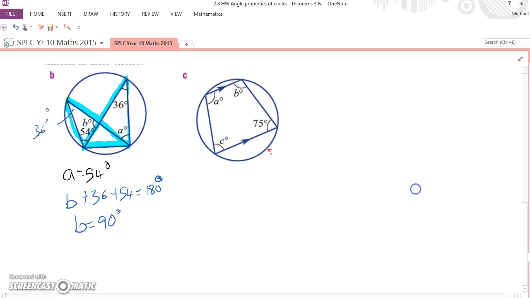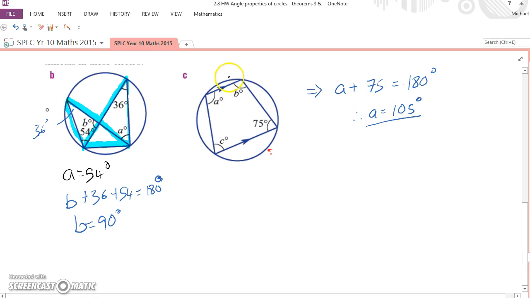Alright, here, cyclic quadrilateral. Straight away I know A plus 75, they're supplementary. They're opposite angles in a cyclic quadrilateral. They're supplementary, so A is equal to 105 degrees. Oh, I didn't need the degree sign this time, but that's okay. No one's going to really mind either way.